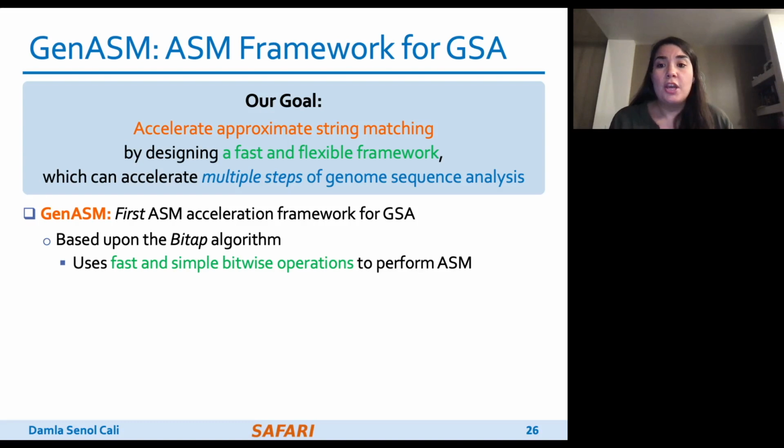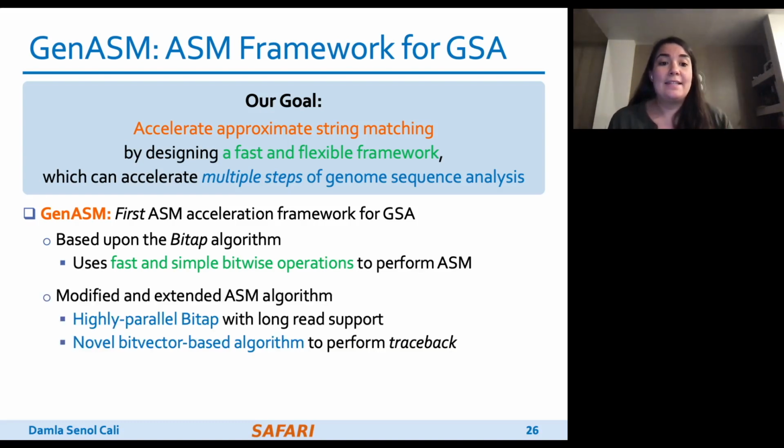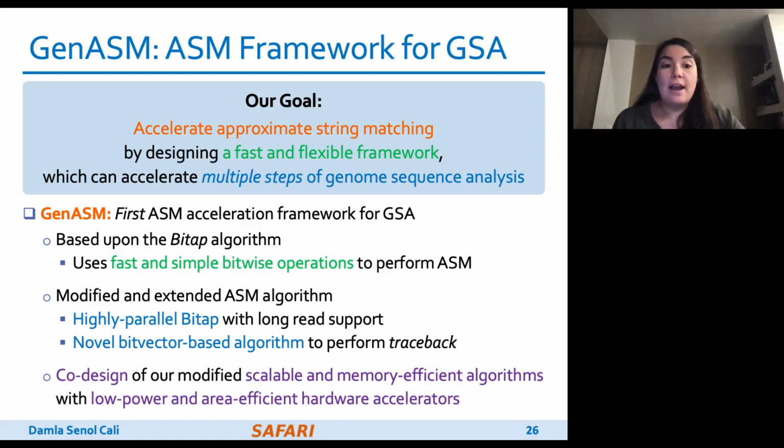And to our knowledge, GenASM is the first work that enhances and accelerates BiTAP. So we modified BiTAP to support long reads and also to enable parallelization. We also developed a novel BiTAP-compatible algorithm for traceback, and we co-designed specialized hardware for both algorithms.